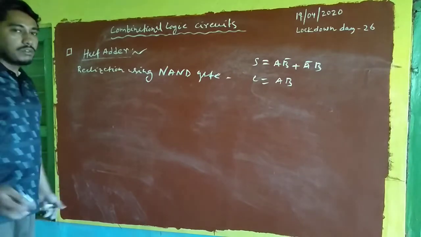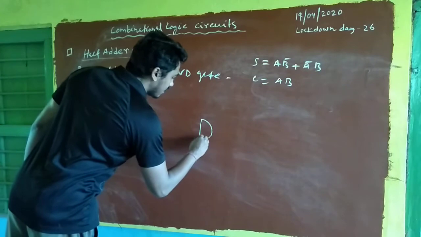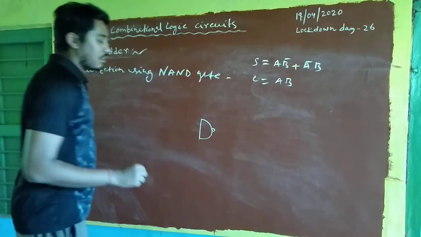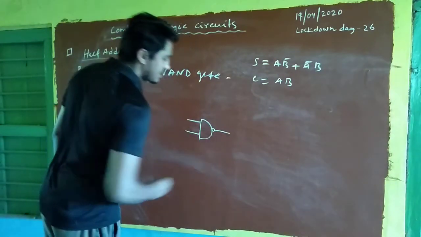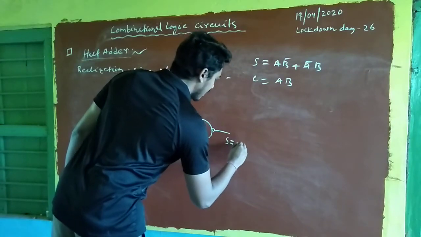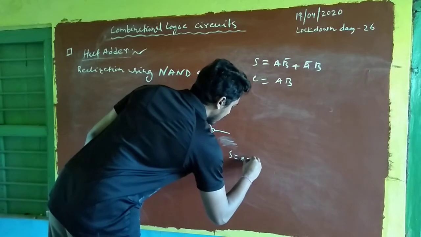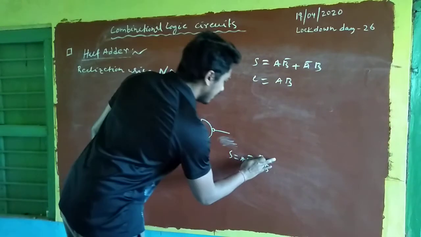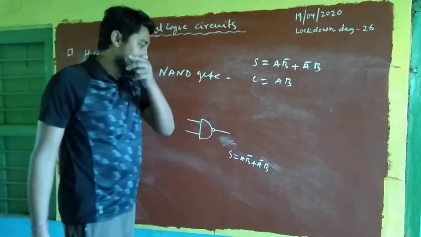Now these two expressions we need to design using NAND gate only. We know how to design, so we will start from the final stage. We can use only NAND gates, so this is the two input NAND gate we are taking as the final stage, and we are writing that S is equal to A B bar plus A bar B. Finally we need to get this expression.